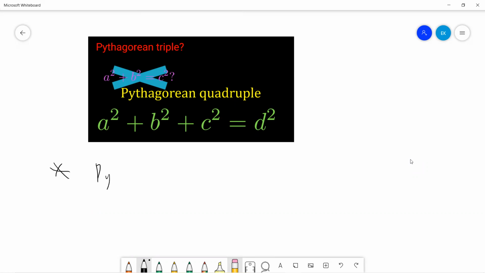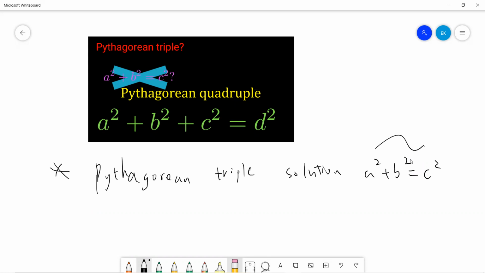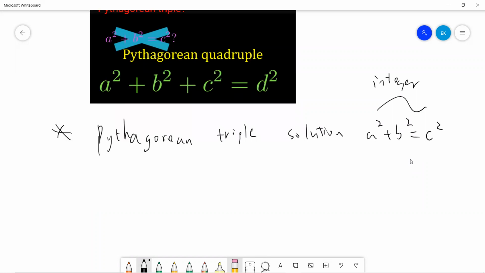Pythagorean quadruple. Okay, so let's quickly see the famous result, which I guess everyone already knows. If you don't know, I will post my previous video below. The result is called a Pythagorean triple, which means a solution to a squared plus b squared equals c squared, where you want all of them to be integers. The famous results are 3, 4, 5, and 5, 12, 13, and I think 8, 15, 17, and then there are a lot.